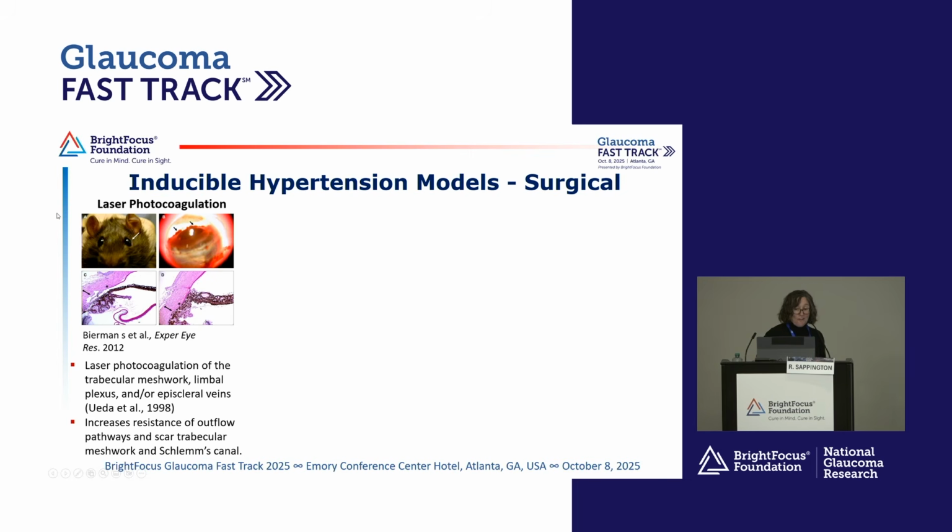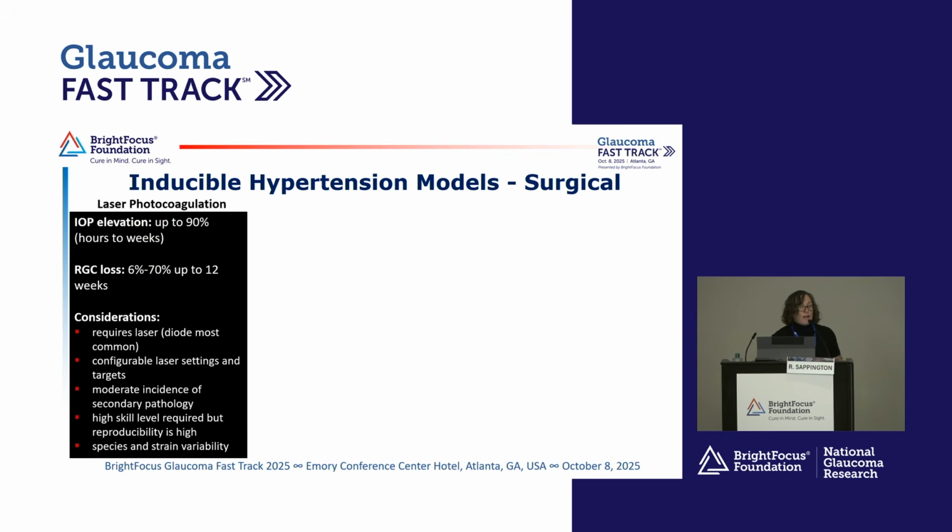Okay, so we're going to start off with inducible hypertension models in the surgical space. So the first one is laser photocoagulation of the trabecular meshwork, the limbal plexus, or the episcleral veins. And the purpose of this laser photocoagulation is to increase resistance to outflow pathways through scarring of trabecular meshwork and Schlemm's canal. So IOP elevations, you can, from the literature, generally expect in this model is up to 90%, and that rate of increase to stable elevation can range from hours to weeks depending on your approach.